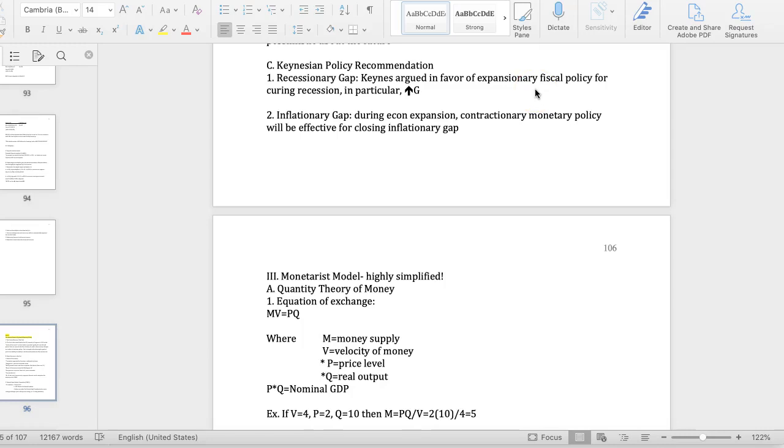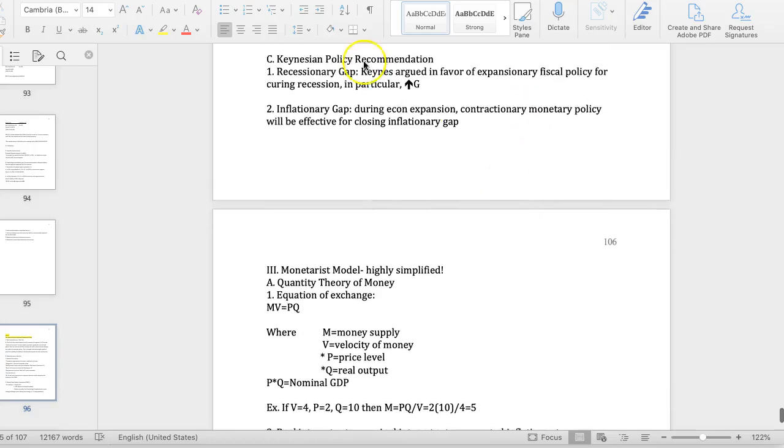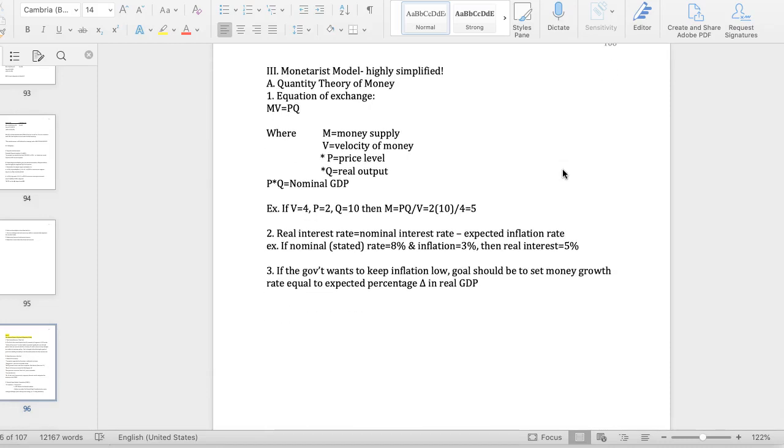But if you look at the past 50, 60, 70 years, the government has never backed off. Once they start spending money on something, they don't ever stop. So that is a big problem. Again, though, with the Keynesian policy, an inflationary gap during an inflationary expansion, contractionary monetary policy will be effective at closing an inflationary gap. And then there's the monetarist model.